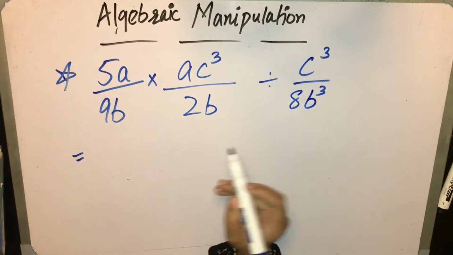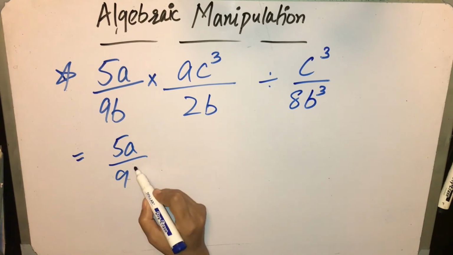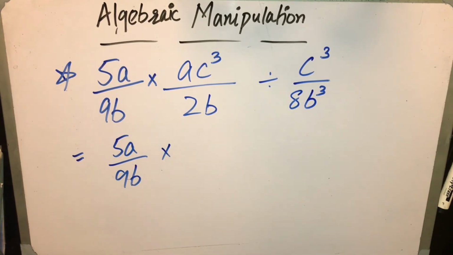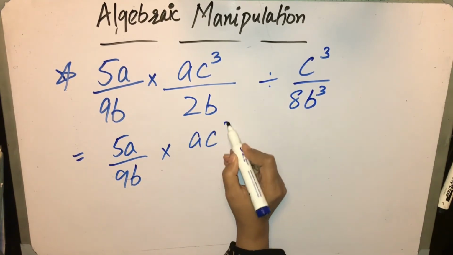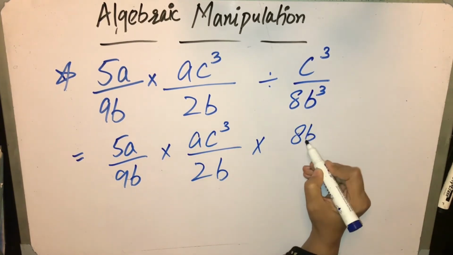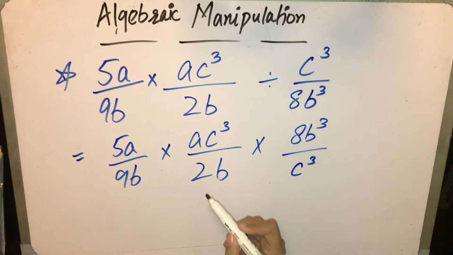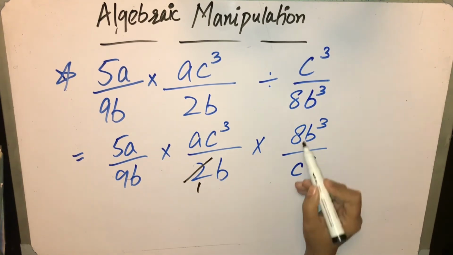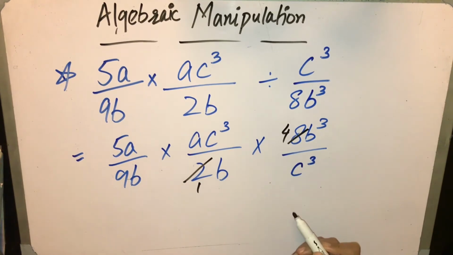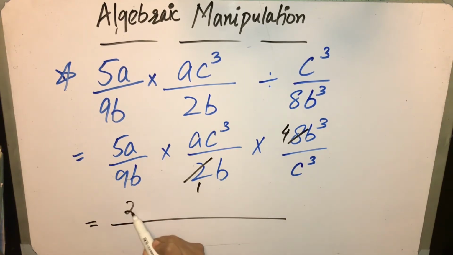The next example, there is a division sign. I shall convert this division sign into multiplication, and I shall flip the next fraction. It will be multiply. 8b cube will be now our numerator, and c cube will be the denominator. While cancelling the constants, 2 1 times 2, 2 4 times 8, 4 and 5 both cannot cancel 9, so we are now heading towards our final answer. 4 5s are 20.